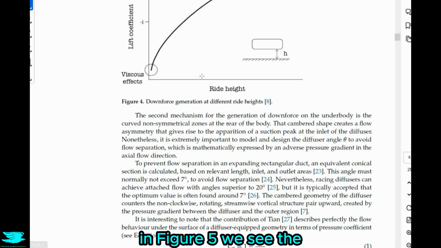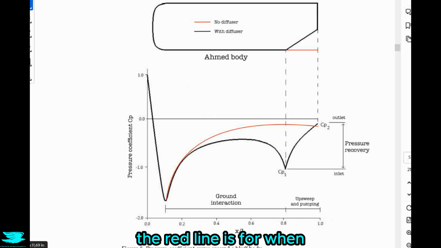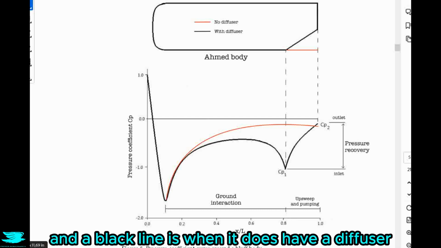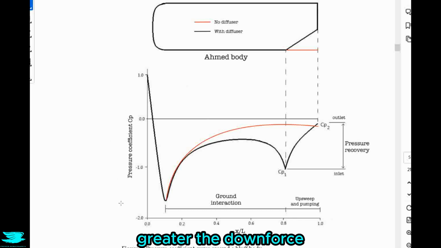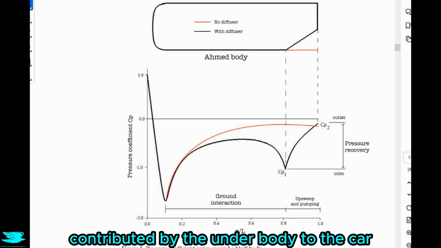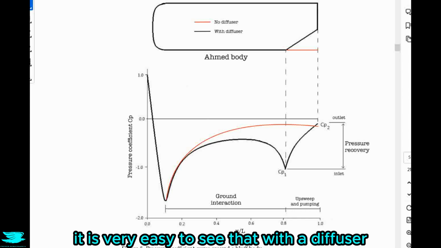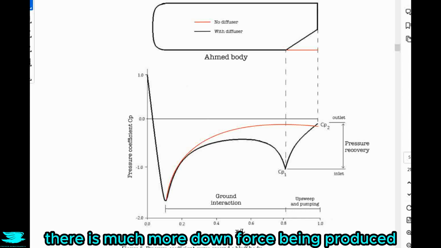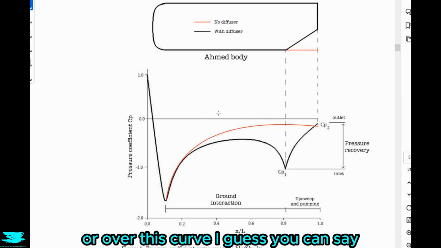In figure 5, we see the general pressure coefficient over the underbody of a car with and without a diffuser. The red line is for when the car has no diffuser, and the black line is when it does have a diffuser. So the lower the value of Cp, the pressure coefficient, the greater the downforce. And if you want to find the entire downforce contributed by the underbody to the car, you just need to integrate the area under the curve, so this area here. From that, it is very easy to see that with a diffuser, so the black line, there is much more downforce being produced. You can see so much more area under this curve, or over this curve, I guess you can say.